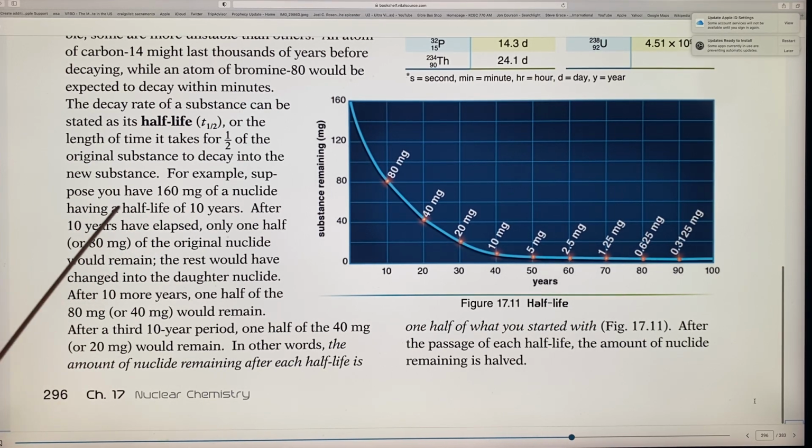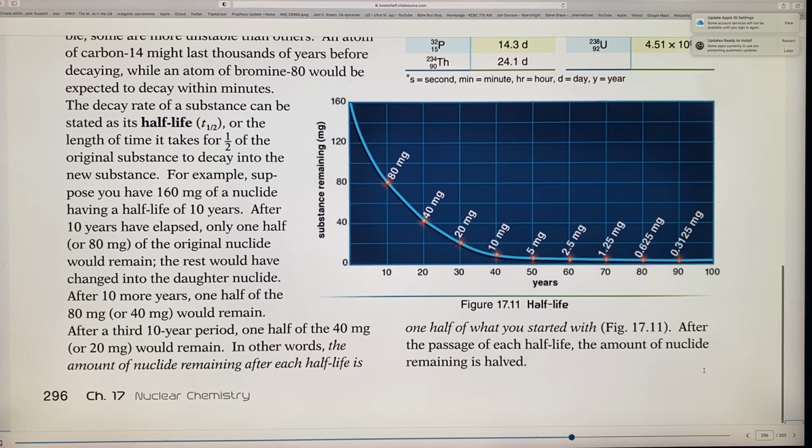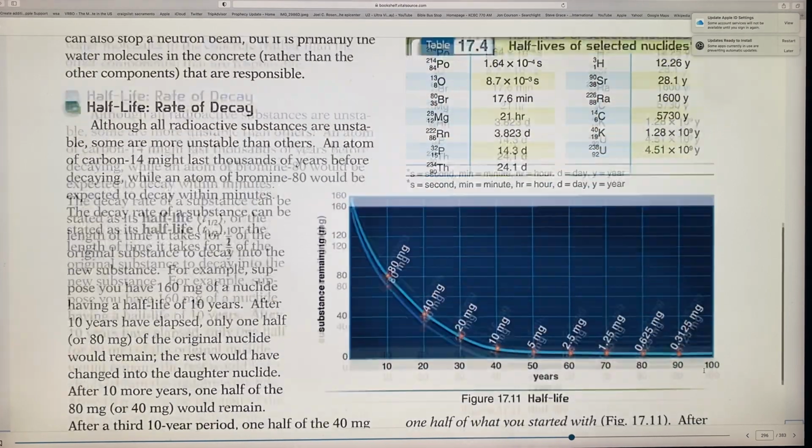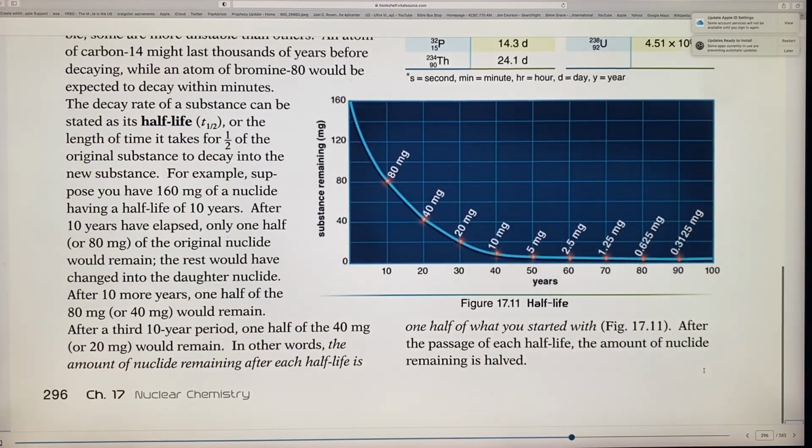Okay, for example, you have 160 milligrams of a nuclide having a half-life of 10 years. So after 10 years, you're going to half that, and then you're going to half the next one, and you're going to half it again each time. So it's almost like exponents. After a 10-year period, 1/2 of the 40 milligrams will make 20 milligrams. We're going to describe that later, so I'm not going to show you it now. I'll show you when we have a question later on about it. In other words, the amount of nuclide remaining after each half-life is 1/2 of what you started with.